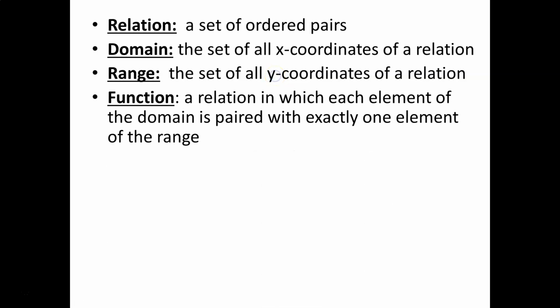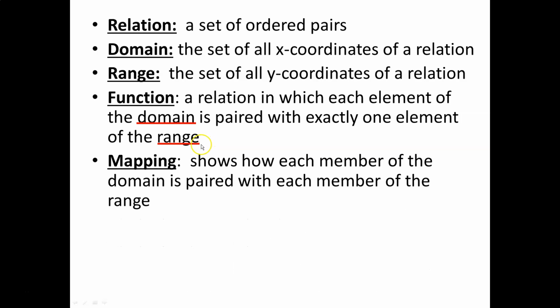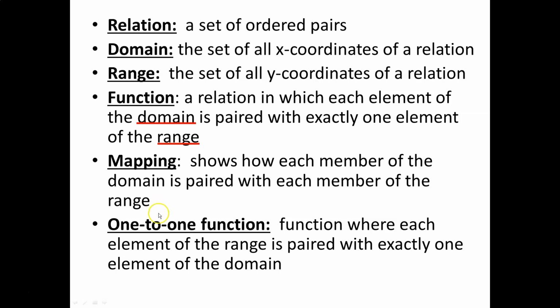So hopefully that'll help. A function is a relation in which each element of the domain is paired with exactly one element of the range. And this is important. It just means that one x is paired with exactly one y. Mapping we'll show you in just a second. It's a nice visual way to show each member of the domain paired with a member of the range. And a one-to-one function is a special kind of function where each element of the domain is paired with exactly one element of the range, and each element of the range is paired with exactly one element of the domain.